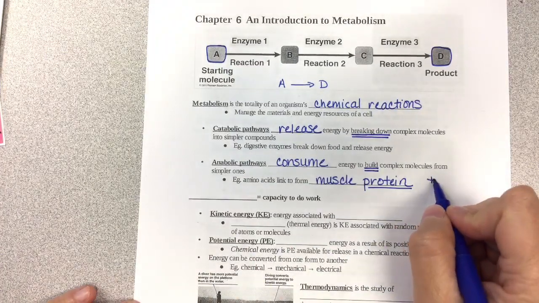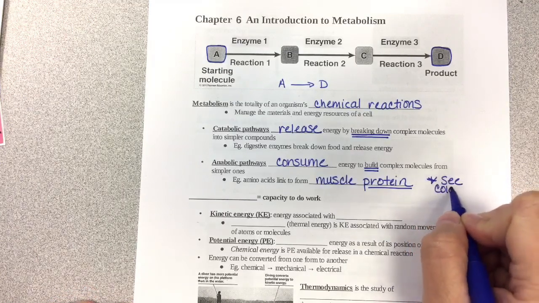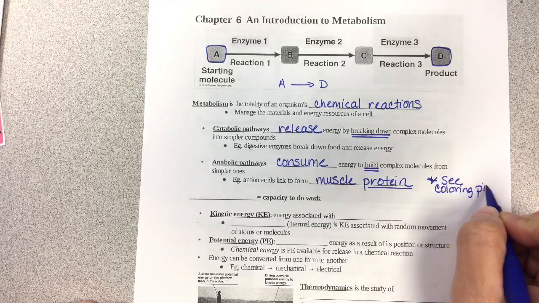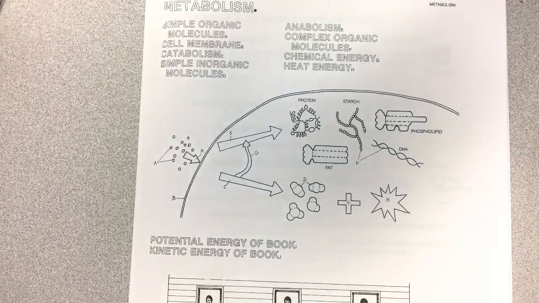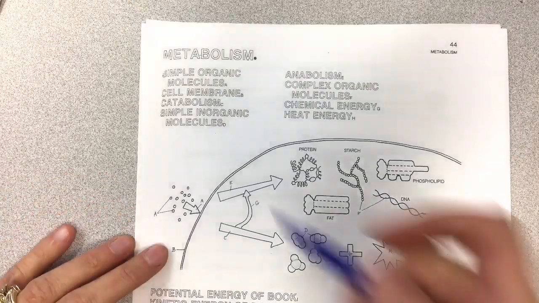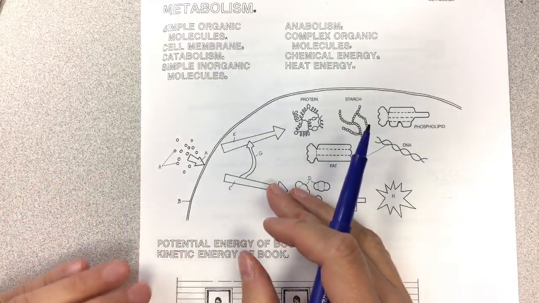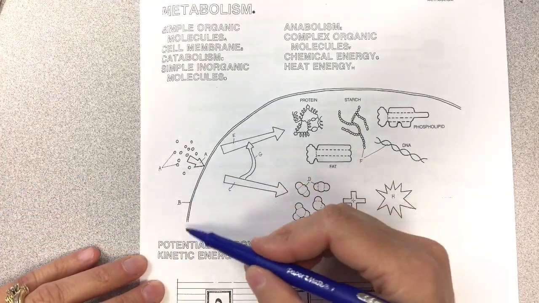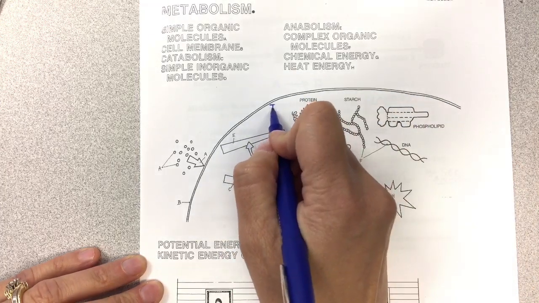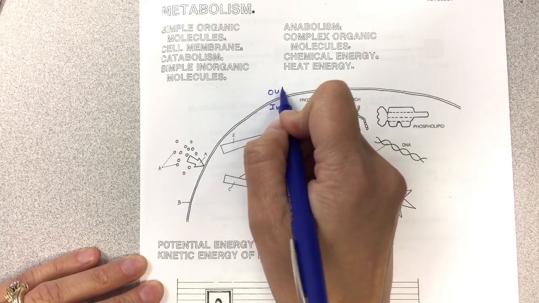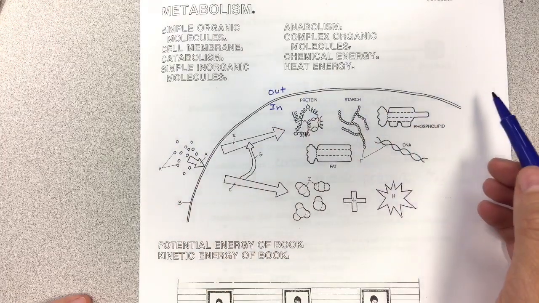So I'm going to put here, let's see the diagram. So see the coloring picture that I had given you. So that looks like, let me grab it here, that looks like this. So find this, all right, and it tells you what is what in here, and this is the picture I want to look at. So what we're looking at here is a part of the cell. So here's the cell membrane. This is inside the cell, and this is outside the cell. And so this is the extracellular fluid and so on.